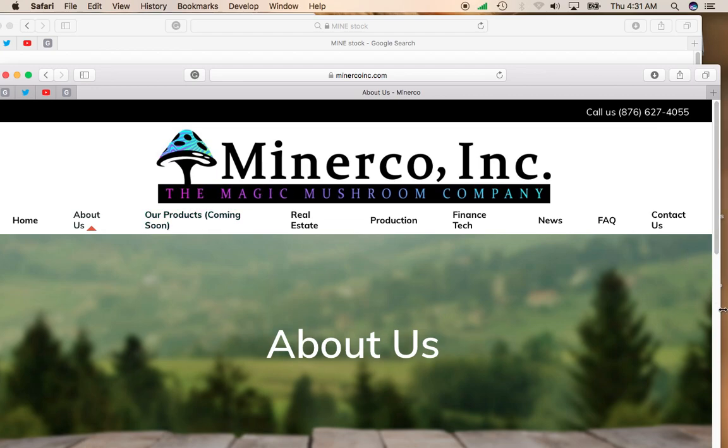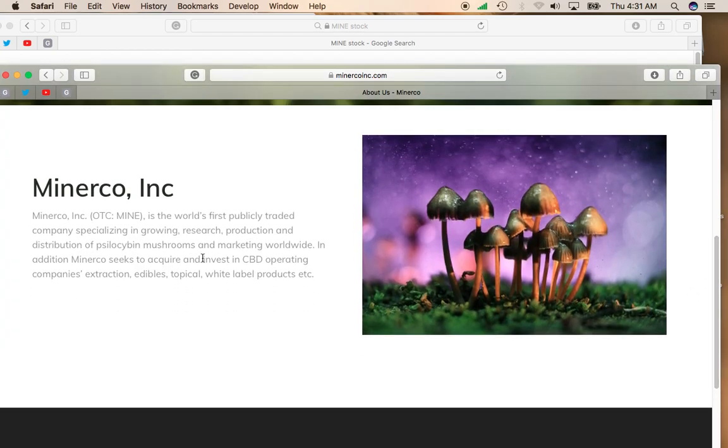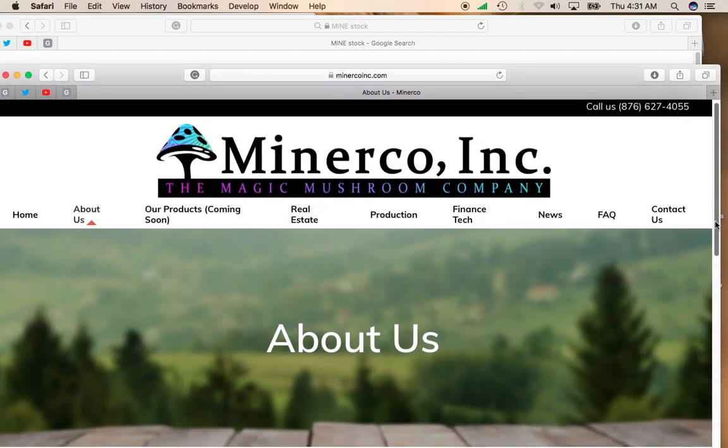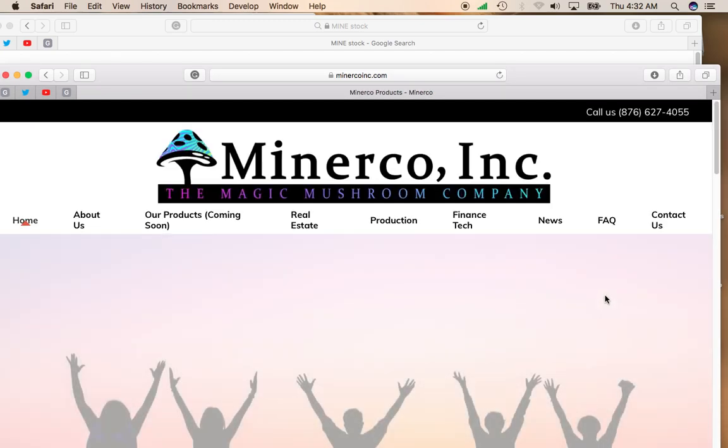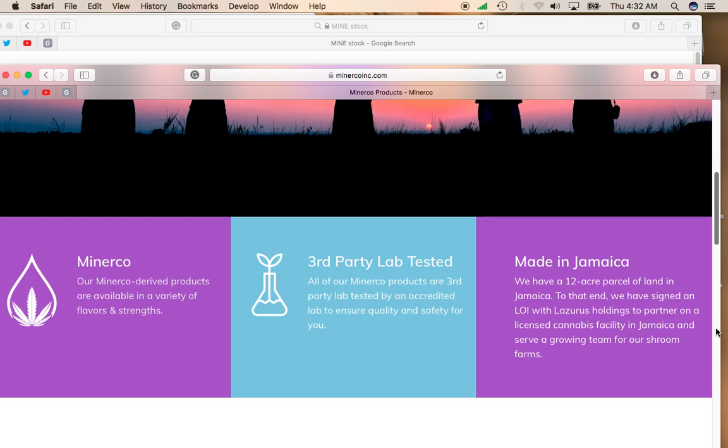So according to the company, they have 12 acres where they do their production in Jamaica. And I also think that the company may have some potential to get into other areas beyond magic mushrooms. But the fact that they're in a space where there's not a lot of competition could give this company a real big advantage if, let's say, cannabis becomes more widespread and accepted, and that opens the door for magic mushrooms or psilocybin mushrooms to be used for medicinal purposes.